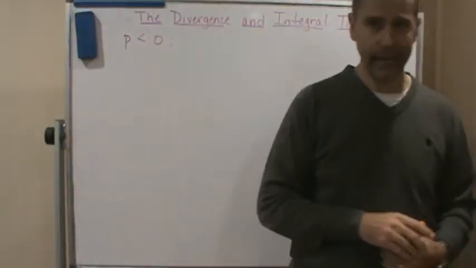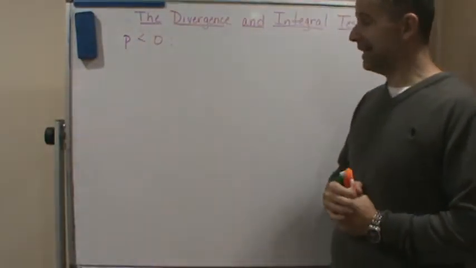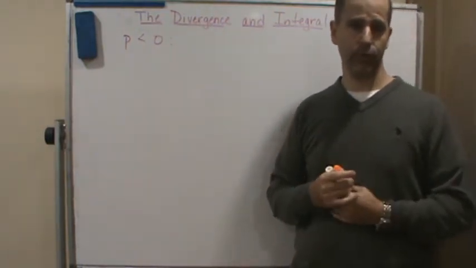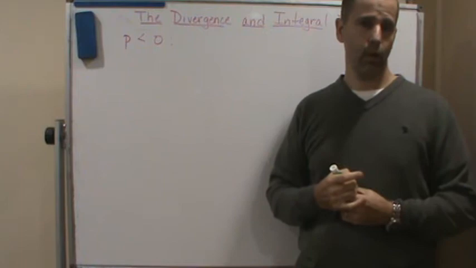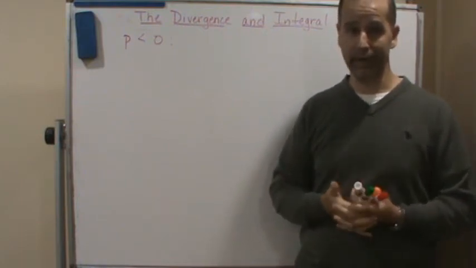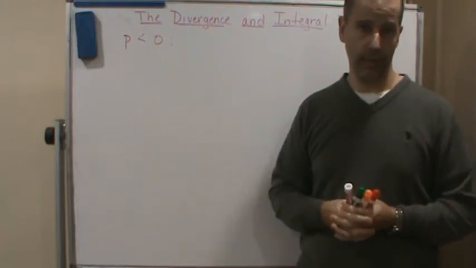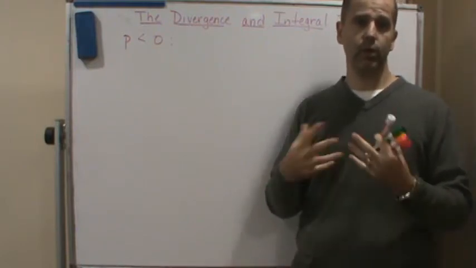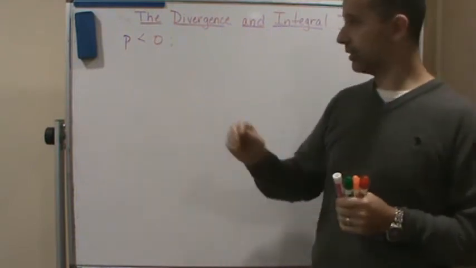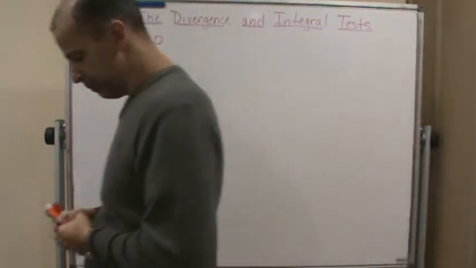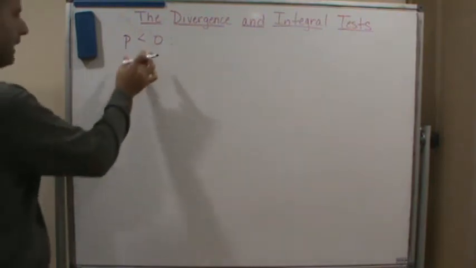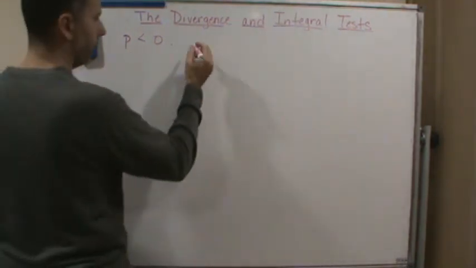Okay, so welcome back. Now, in this video we're going to talk about determining what values of p will determine whether a p-series converges or not. So we're going to consider different intervals of values for p. Let's consider negative values of p. If p is negative, what happens?